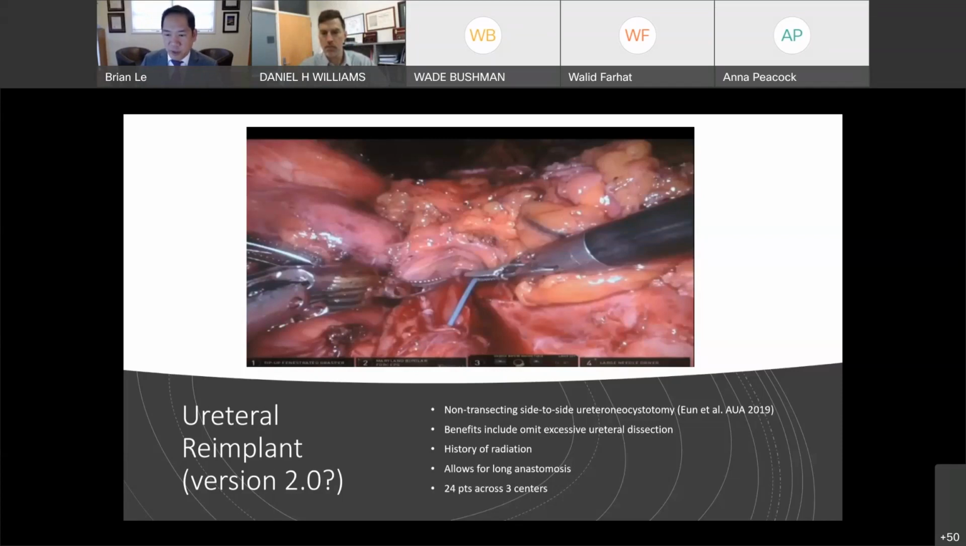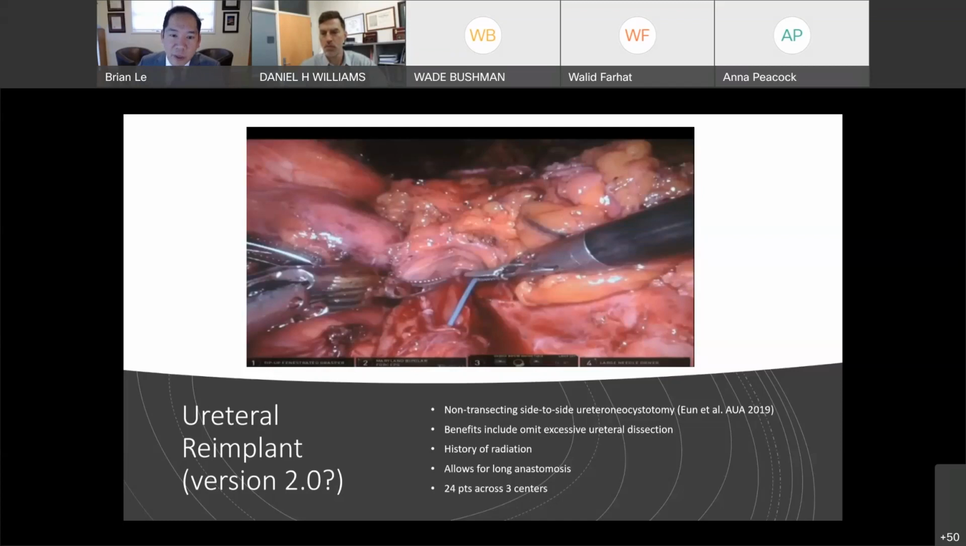And so they described, there are 24 patients across 3 centers, and they said their success rate was 95%, with 6 to 9 months follow-up. And so this is an option to consider. You certainly don't have to do this robotically, but this is what they chose to do.